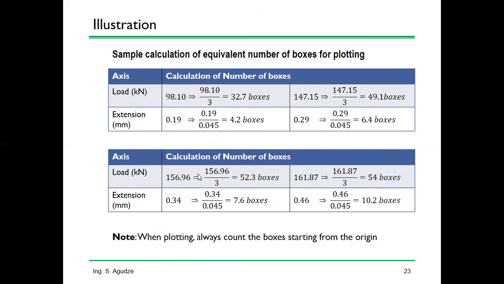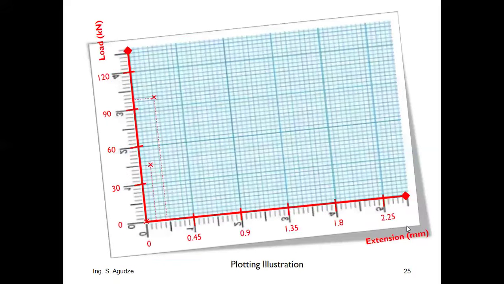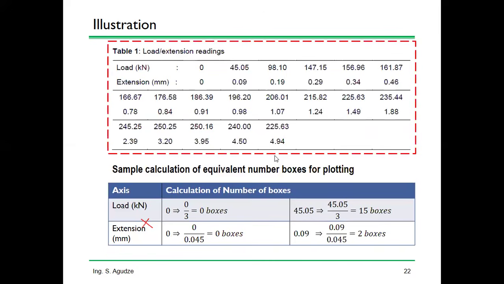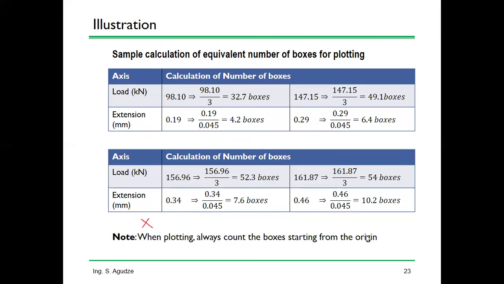First of all, I've attempted to zoom this one. Okay. So the first value is 0, 0, which of course we know is the origin here. Is that right? And then let's see, the second item we calculated is what? 15 boxes in the load axis and 2 boxes in the extension axis. So 15, 2.